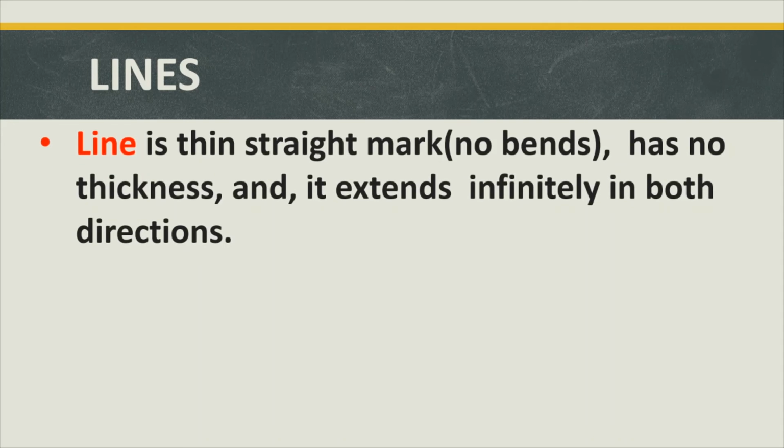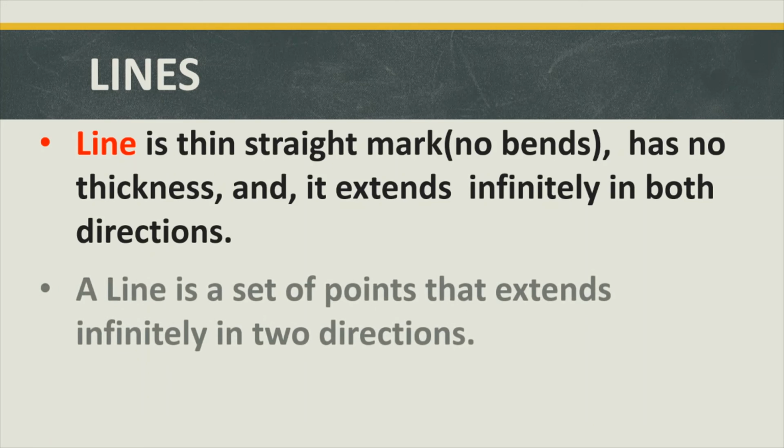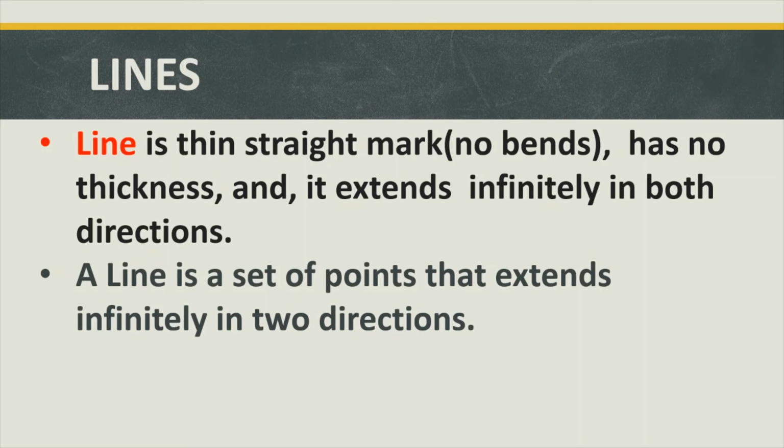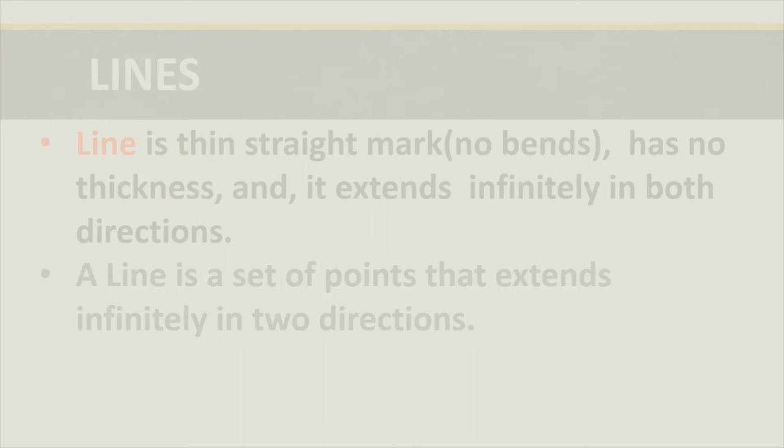Lines. A line is a straight mark which has no bends. It has no thickness and extends infinitely in both directions. It is one-dimensional, which means it only has length. A line is a set of points that goes on forever in those two directions.